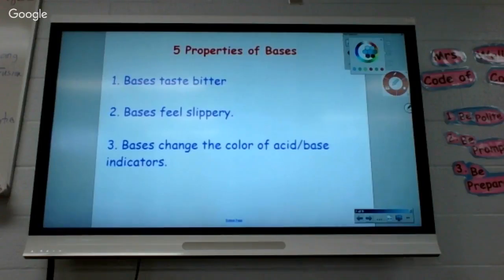Now, you can write 3, 4, and 5 if you want again. I didn't put any details with those because they're the exact same properties again. So bases change the color of indicators. We're not going to draw that chart again because they're the exact same colors. Acids will be what color again? Red. Bases will be what color? Blue.